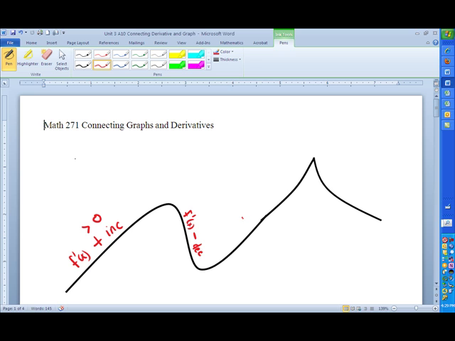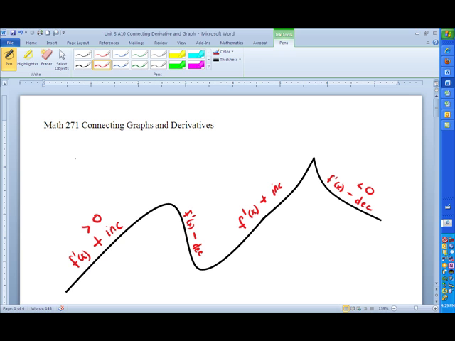We have another area of positive slope or increasing, and we have a final area of a negative slope or decreasing. And so if our slope is less than 0, we know it is decreasing. If the first derivative is less than 0, we know we have a decreasing slope.